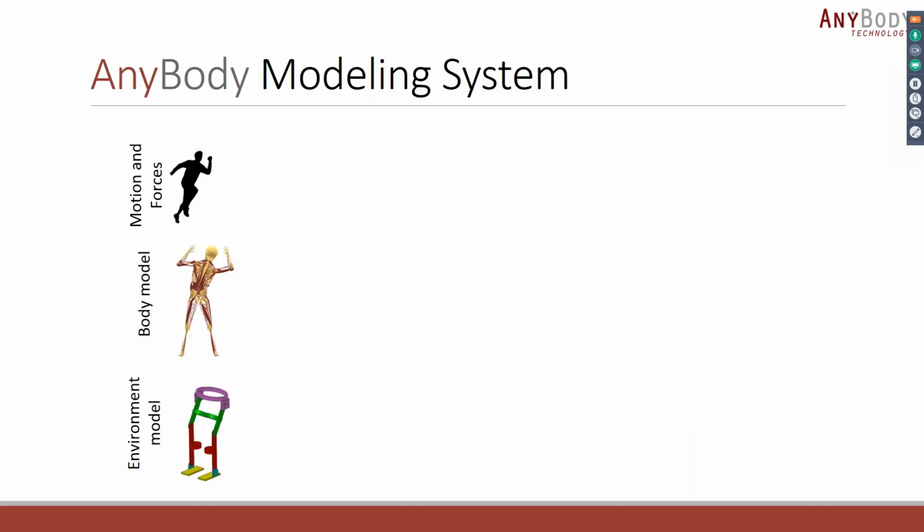A typical workflow with the Anybody modeling system could look something like this. You would maybe come with your own motions and forces. That could be stuff that you measured in a mocap lab, for example. Then you would combine it with body models that you may have designed or built yourself, or reused models that others have created. And you maybe also come with your own environment that the model works in. In this case, it's an example with an exoskeleton.